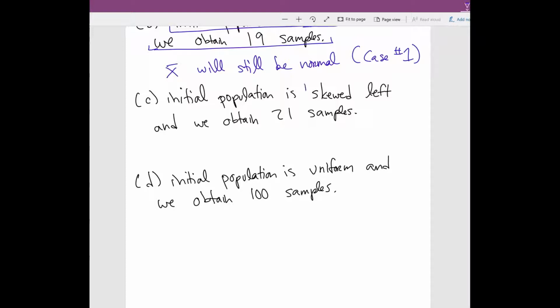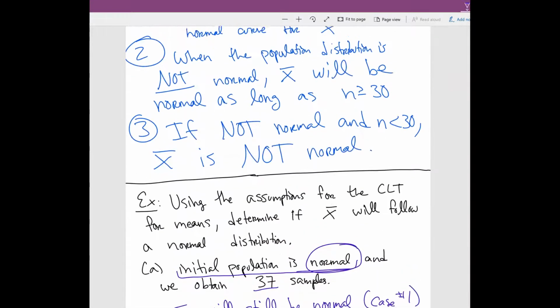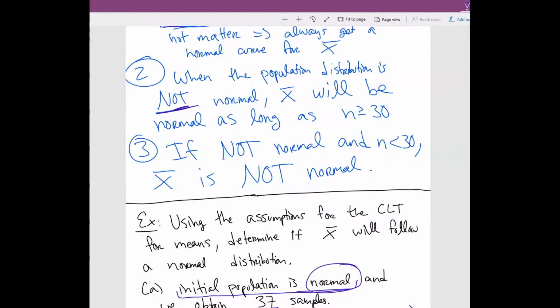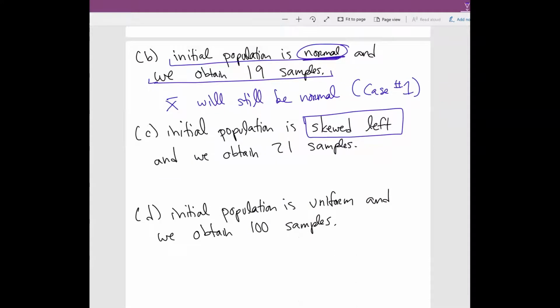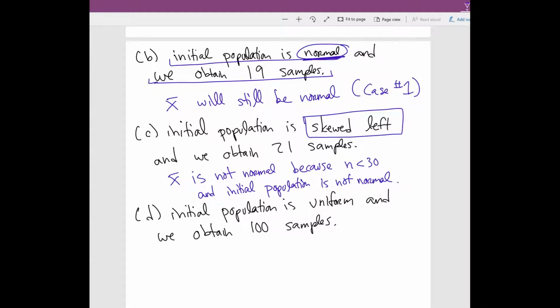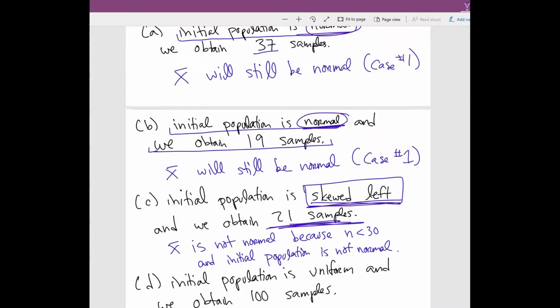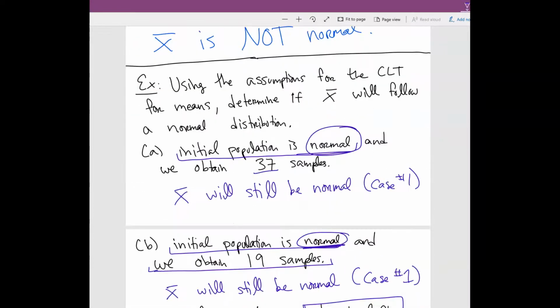So it's no longer normal. We know this is skewed left, and when something is not normal, that's case number two. Case number two says that when the population is not normal, we have to look at the value of n. Is n greater than or equal to 30? In this case, we have 21 samples, and 21 is not greater than or equal to 30. So x bar is not normal, because n is less than 30 and the initial population is not normal. None of the conditions got satisfied: the population wasn't normal and n wasn't greater than 30. So this is case number 3: not normal and n is less than 30.